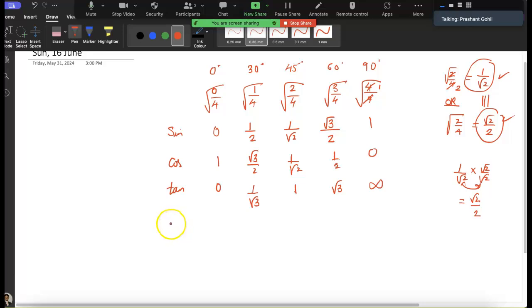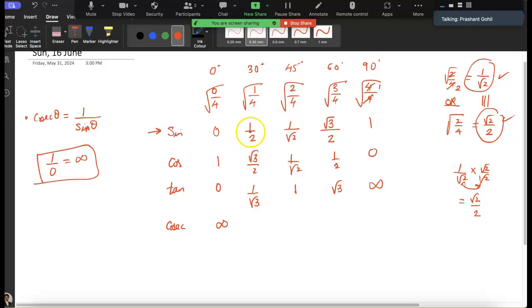Now, when you're writing your cosec, you know what is cosec? What is cosec? Reciprocal of sine. It's one over sine. So you take the sine function and you do 1 over this. Means you take the reciprocal of each of them. So what is the reciprocal of 0? You can't divide by 0. Any number upon 0, you can't divide. So you write infinity.